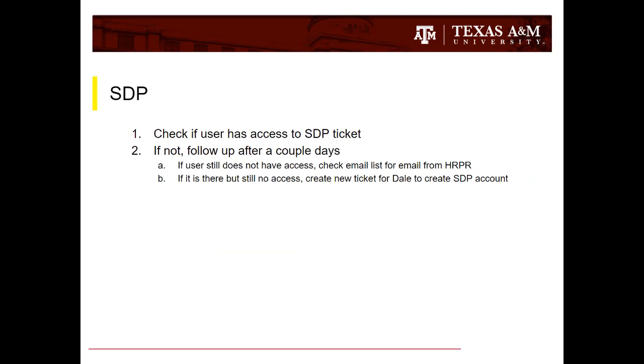Finally, check if the user has access to sdp.tamu.edu. Most users will not have access the day they are set up. The SDP account creation is an automatic process that can take up to 3 to 4 days. After that, if the user still does not have access to SDP, create a ticket and assign it to Dale Sharp, and he will help with that.